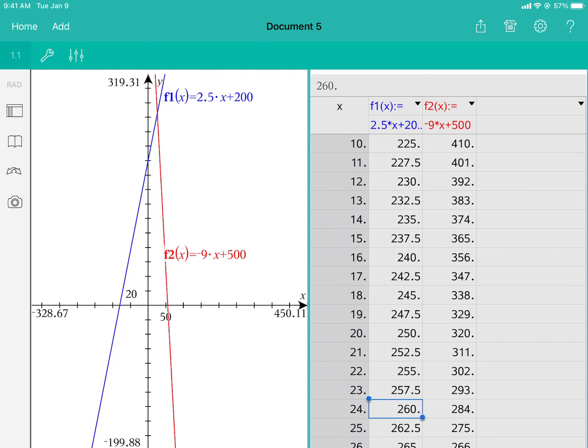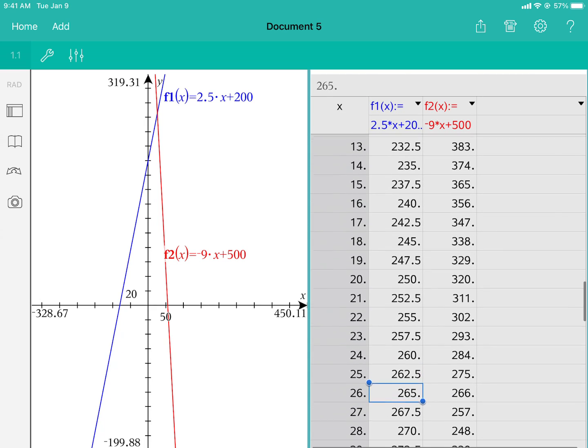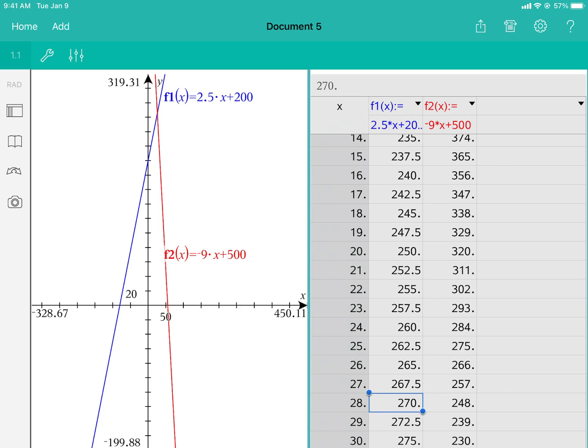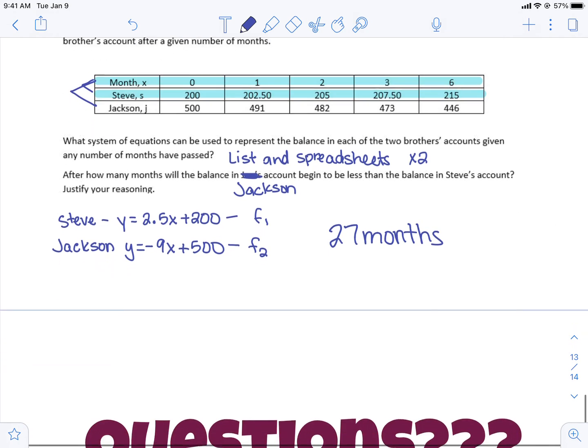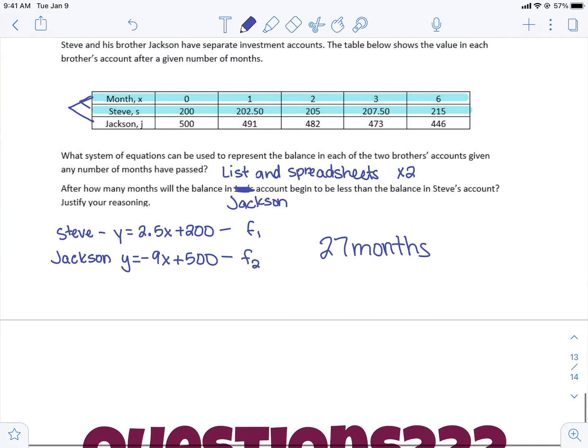So you're kind of looking to see when does the first column, the one under the blue function, get bigger than the one under the red, and that's not until 27, and when we get to 27, that's when Steve has more than Jackson. So our answer would be 27 months. Okay, if we wanted to do this by hand, we would set the equations equal to each other and end up solving for x. But right here tells us just by looking at the calculator. So this can all be done on your calculator.